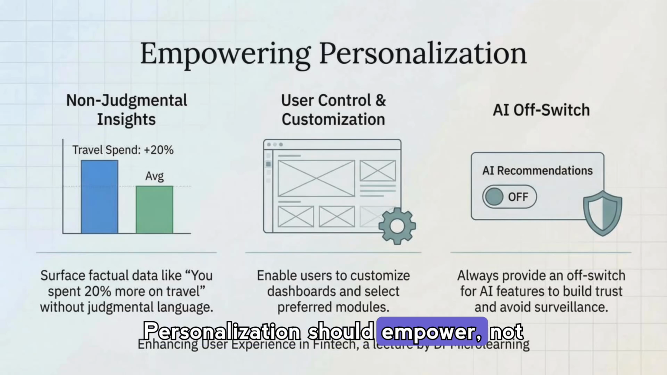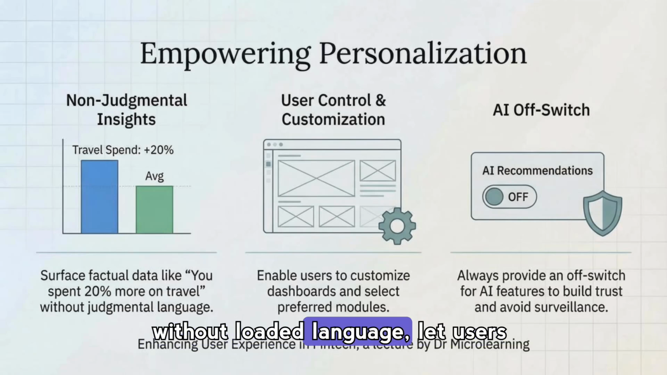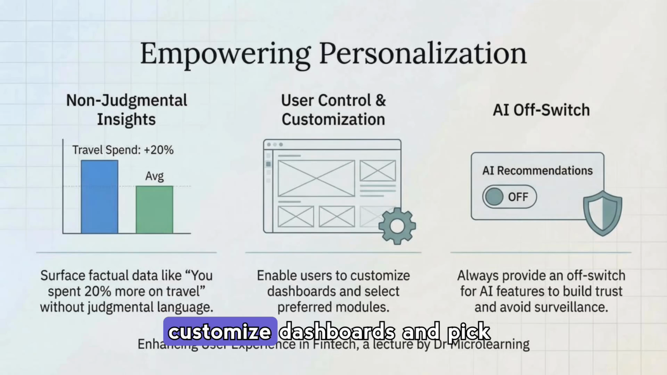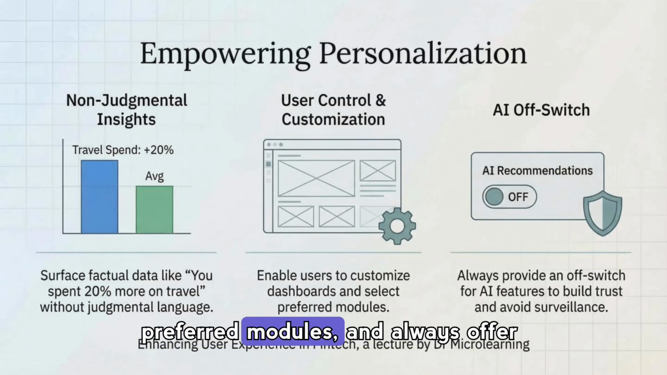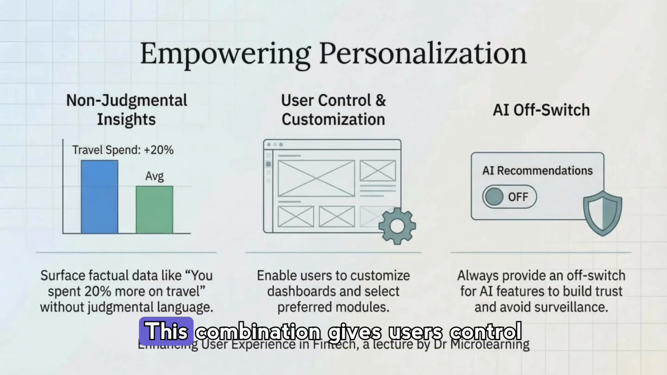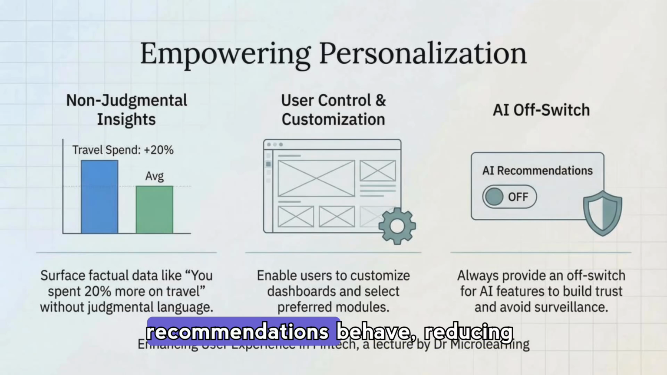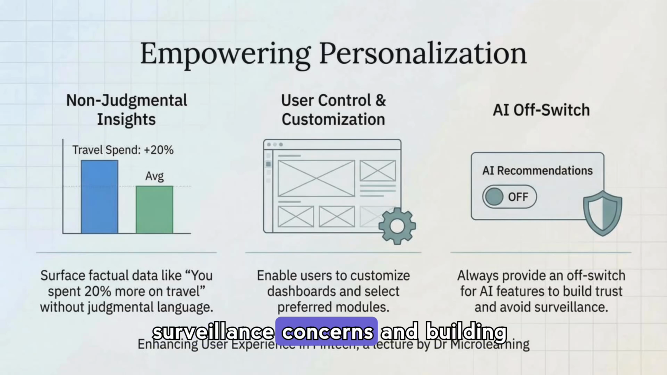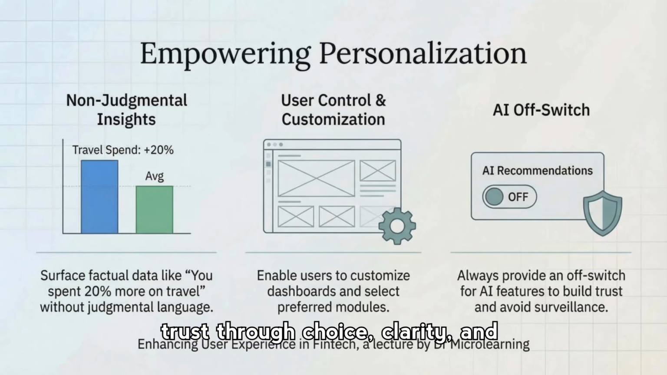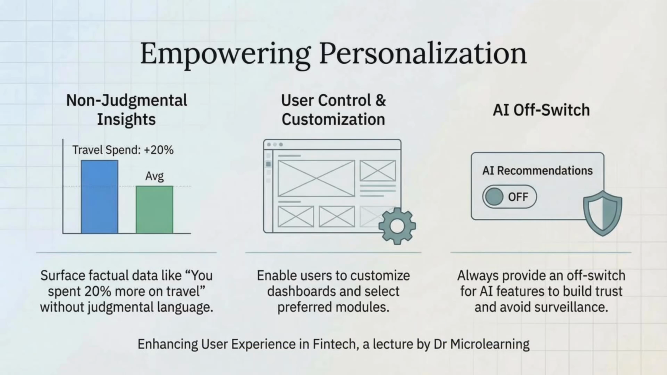Personalization should empower, not judge. Surface factual insights without loaded language, let users customize dashboards and pick preferred modules, and always offer an off switch for AI-driven features. This combination gives users control over what they see and how recommendations behave, reducing surveillance concerns and building trust through choice, clarity, and non-judgmental presentation of their data.